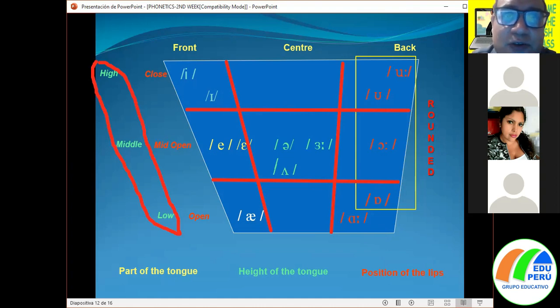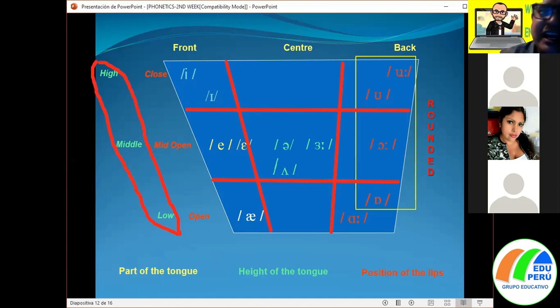So be careful when you write the characteristics of a vowel sound and you have the back vowels. When we talk about the shape of the lips or position of the lips, we could say that four of them are rounded. One of them is open, the final A. Okay, teacher, that's wonderful.